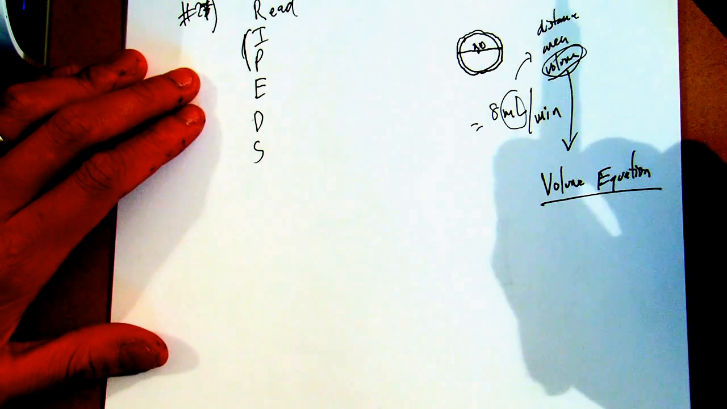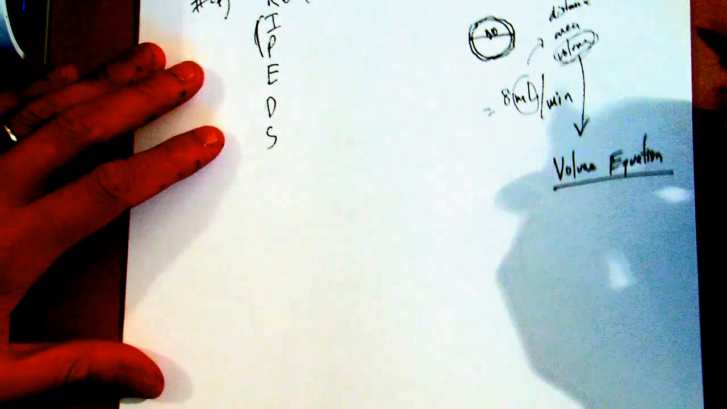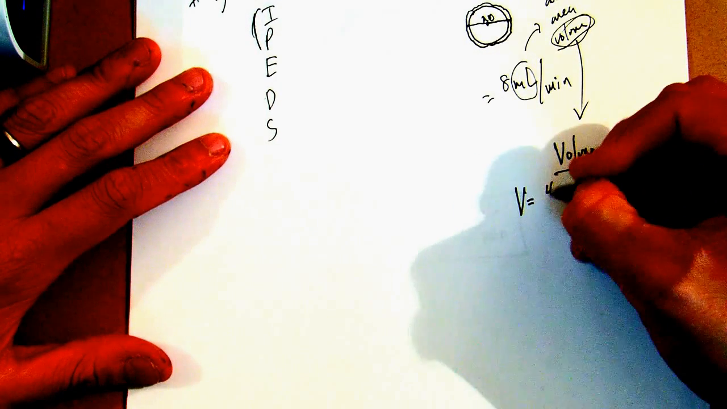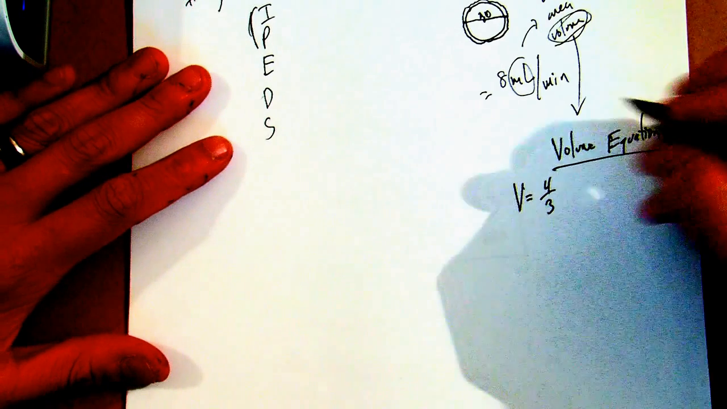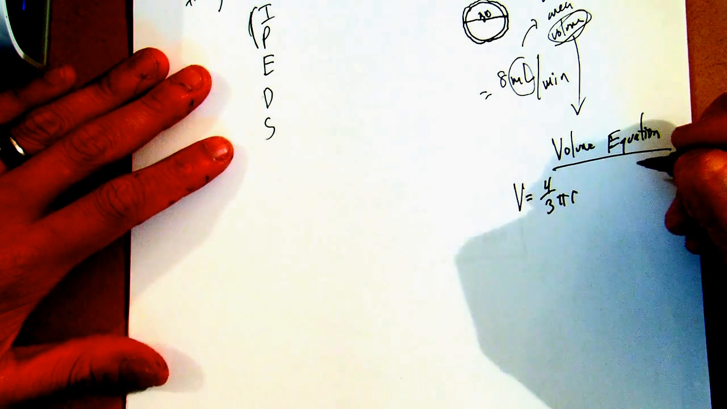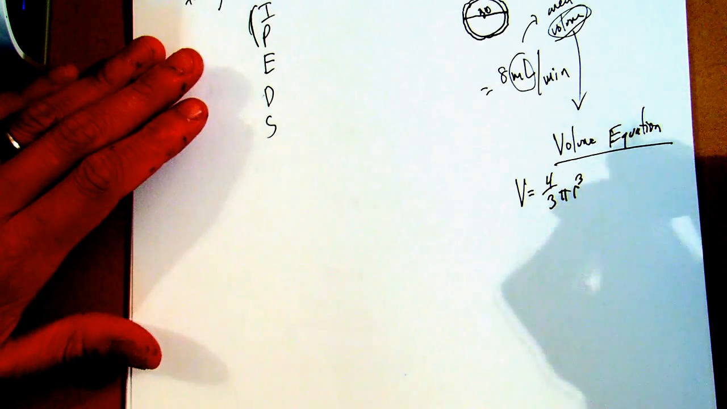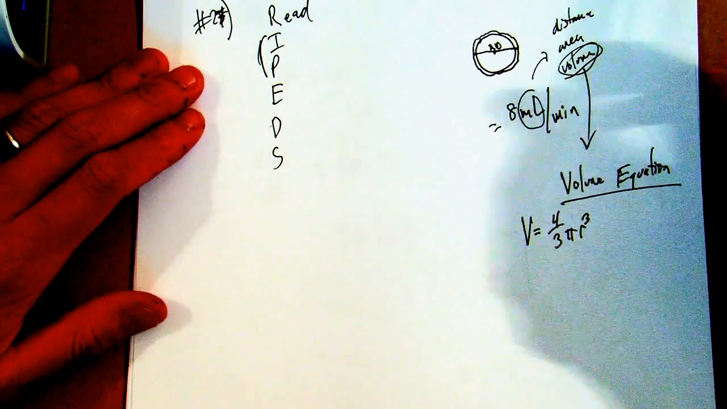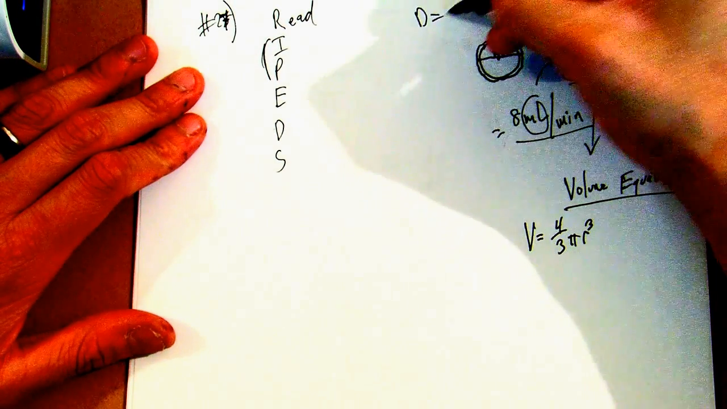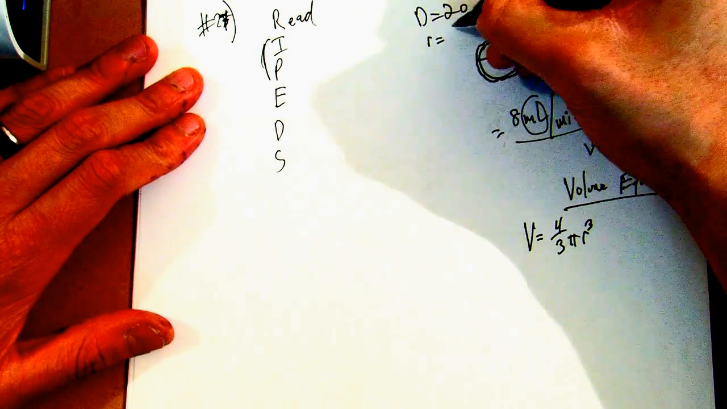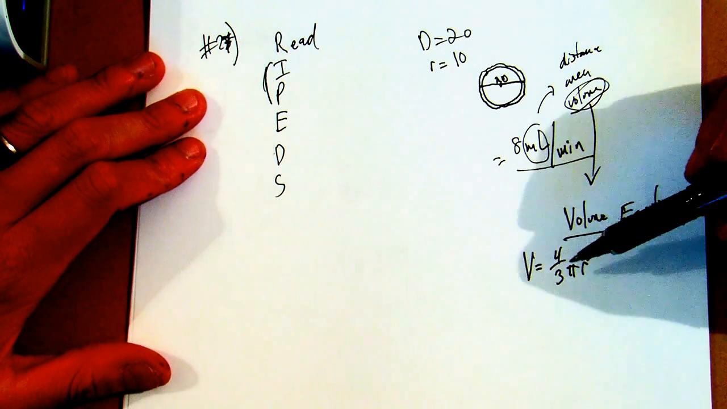Well, it says a sphere, right? So the volume of the sphere is 4/3. Do you remember the rest? πr cubed. Okay. So far, we've identified some of our variables here. What else do we know? The diameter is 20, right? Which means the radius is 10. True? Okay. So then we have an equation.